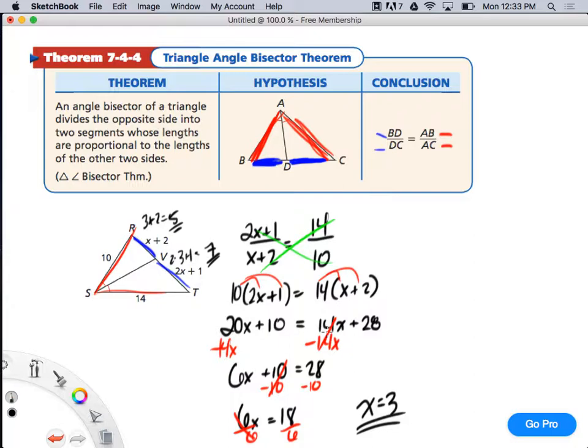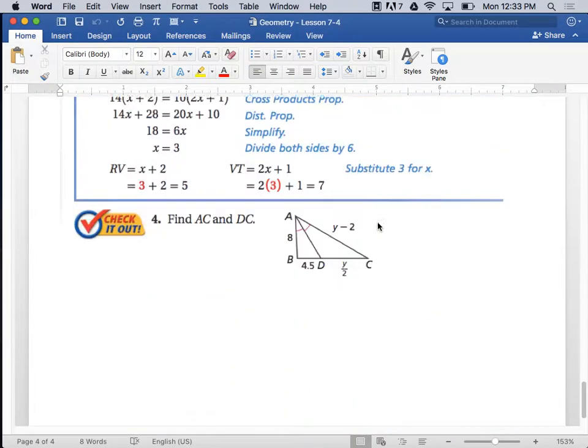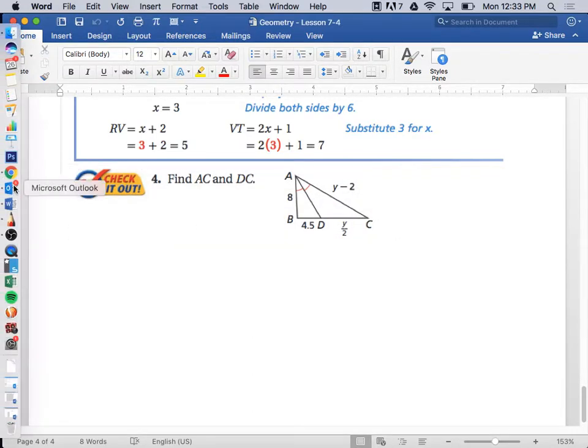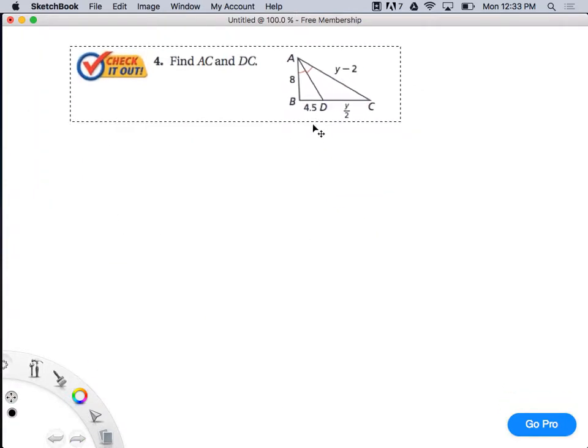Okay. So there you go. Got it? So a lot of visual stuff, a lot of information here today. But go ahead and do example, do check it out number 4.